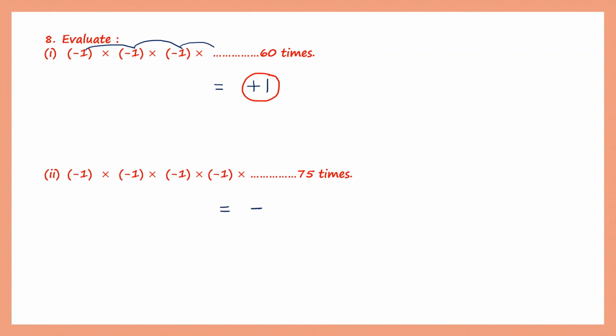Now we have to multiply the numbers. 1 into 1, 1. 1 ones are 1, 1 ones are 1. Even if you multiply any number of times, your answer is going to be 1. So what's the final answer here? Minus 1. We got the sign minus because we are multiplying it an odd number of times. We got plus because we are multiplying it an even number of times.